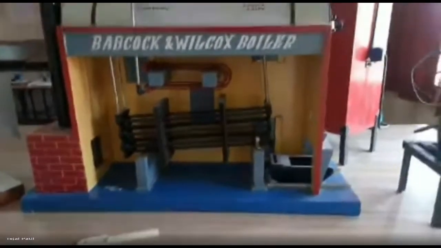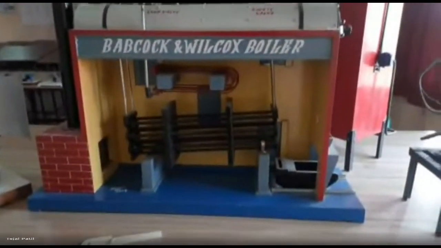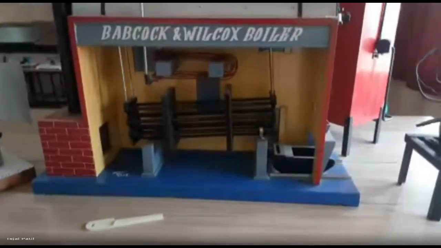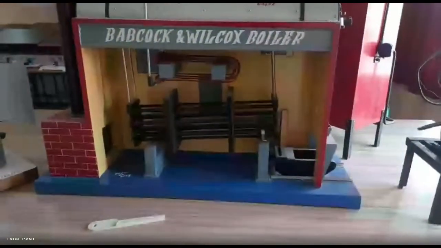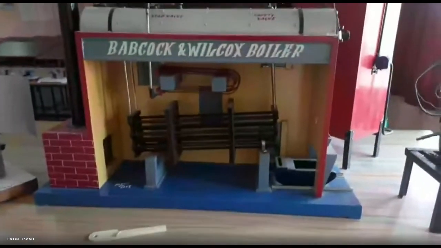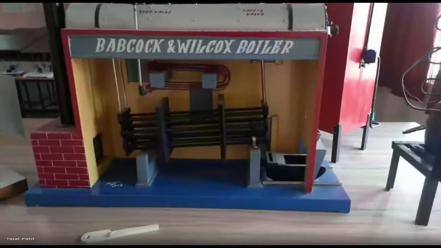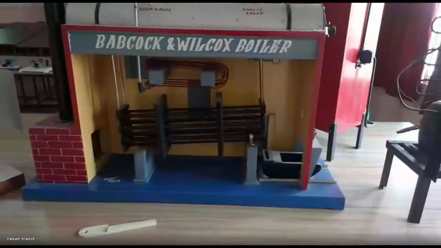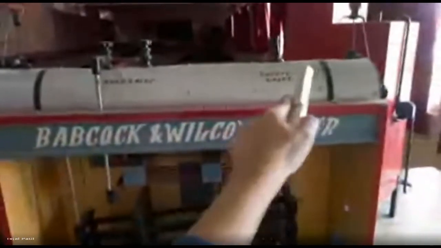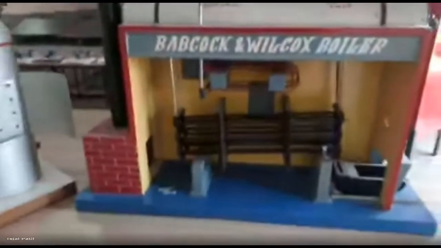Okay. So the one which you are seeing here is a Babcock and Wilcox boiler. So this is a horizontal axis boiler. You can see here, it is mounted horizontally. Your tubes are mounted horizontally. The shell you can also see on the top side. This is the shell which is horizontal. So this is the horizontal type of boiler.